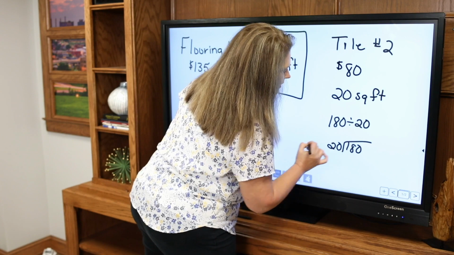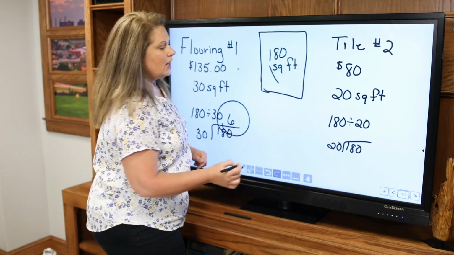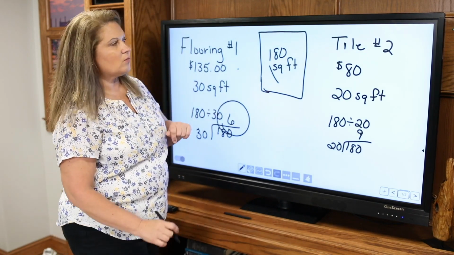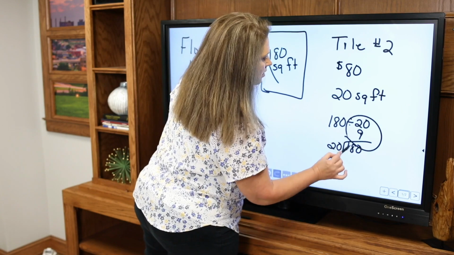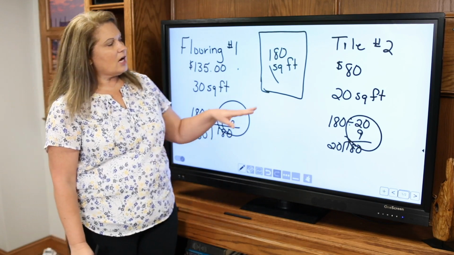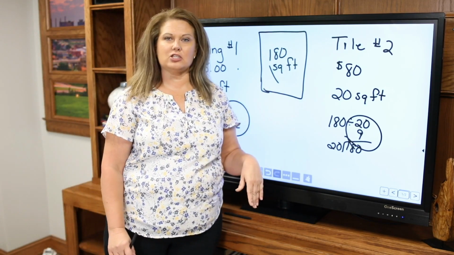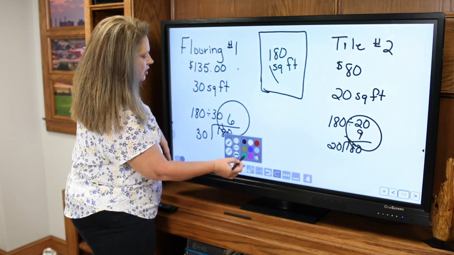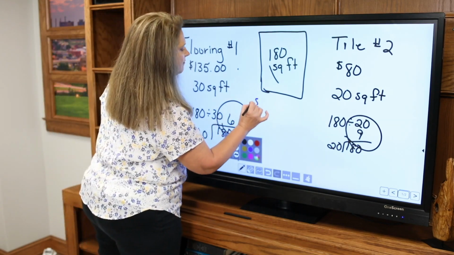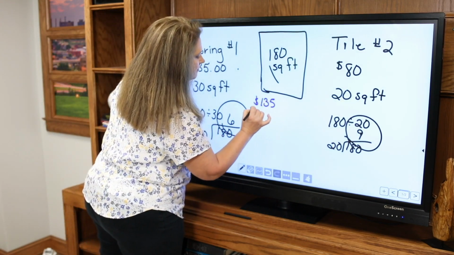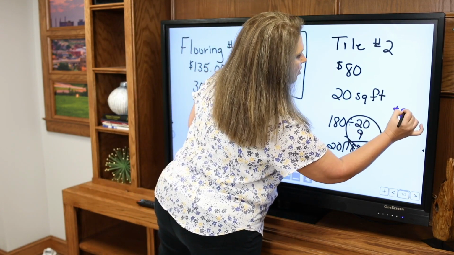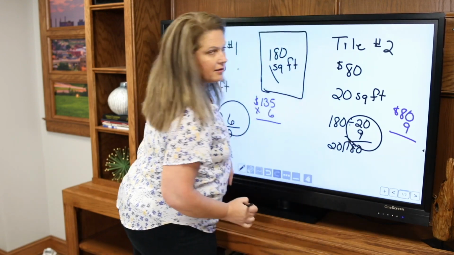180 divided by 20. And that's going to give us 9. So for our carpet tile, we need 9 cartons, while our hardwood floors, we only need 6. Now we're going to talk about, okay, we need to figure out how much each of these are going to cost. So let's change colors. Let's use blue. I need 6 cartons at 135. I need 9 cartons at 90.